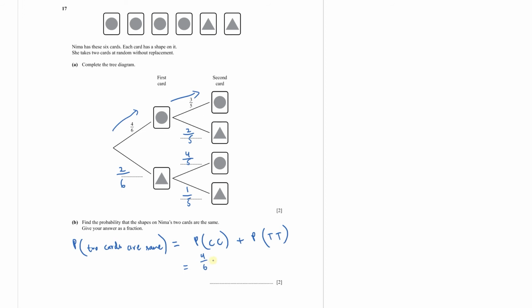So circle and circle will be 4 by 6 times 3 by 5, plus the probability of getting a triangle and then a triangle in the second as well. Let me mark this in green. Triangle and then triangle, that is 2 by 6 times 1 by 5. So 4 threes are 12 over 30, plus 2 over 30, which is 14 over 30. So the probability that Nima's two cards are the same shape is 14 over 30.